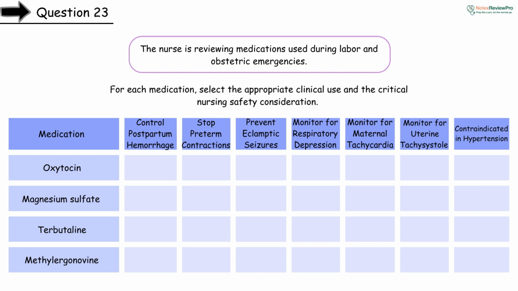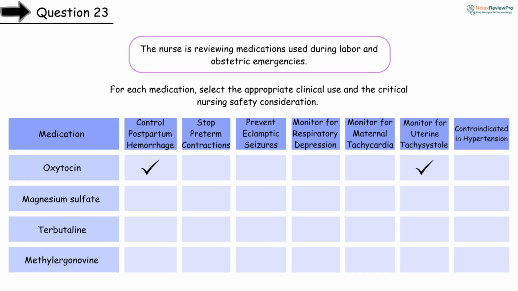Now let's go through each medication one by one. First, oxytocin. Oxytocin is used to control postpartum hemorrhage. It works by stimulating uterine contractions, especially in cases of uterine atony. But here's the safety concern. Oxytocin can cause uterine tachysystole. Too many contractions can reduce placental blood flow and lead to fetal hypoxia.